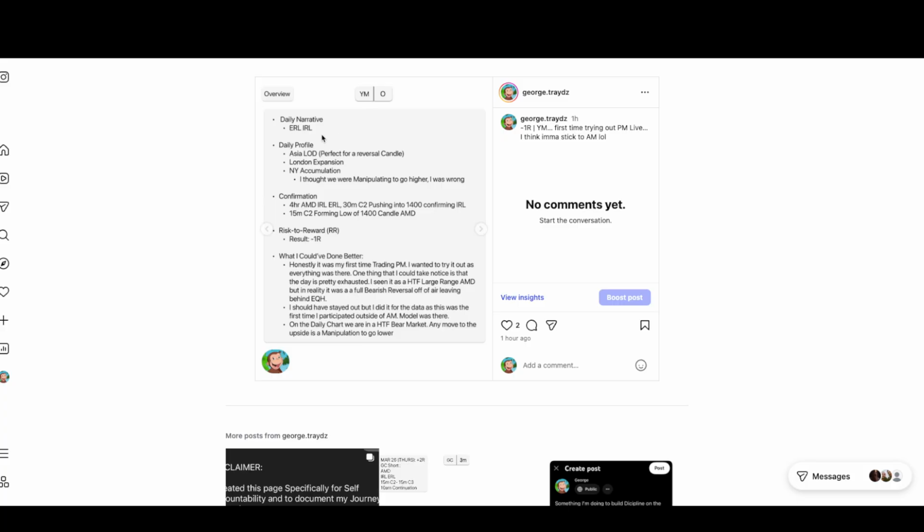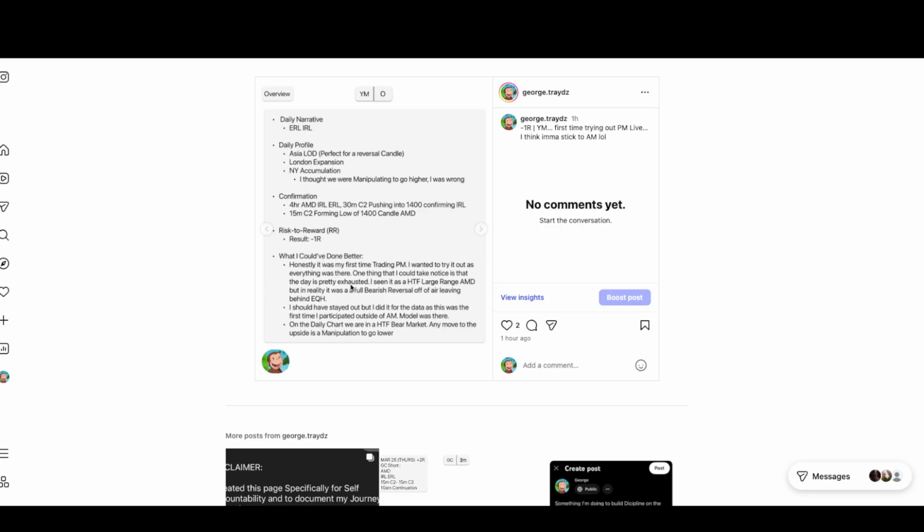It's the exact same thing here on my Instagram as well. It's like daily narrative, daily profile, confirmation. I'm going to change that. That's more so like my swing formations, my entry signatures, risk to reward, the result, what I could have done better.